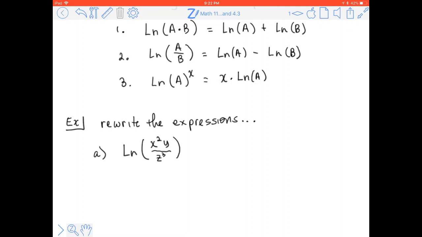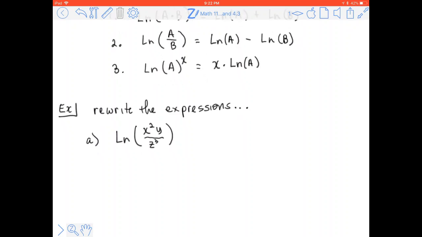If we were trying to find the derivative of this expression, that could be pretty tricky. But if we were to separate this into smaller logarithms, it's going to make the derivative much easier to find. So the expression inside the logarithm is a quotient. It's got a numerator and a denominator. So the first rule we're going to use is the quotient rule right there. So we write this as the natural log of the numerator minus the natural log of the denominator.